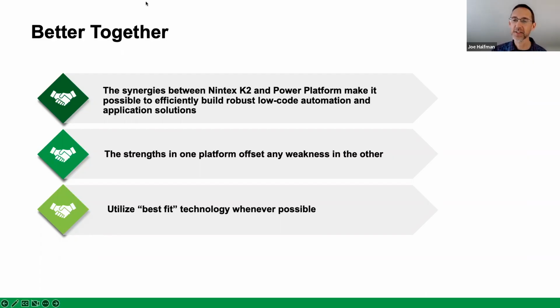As these use cases show, there are synergies between Nintex K2 and the Power Platform that make it possible to efficiently build robust low-code automation and application solutions, and to take advantage of the strengths of one platform to offset the weaknesses of another. And that makes it possible to utilize best fit technology whenever possible. Hopefully these examples will give you insight into how you can design solutions to do the same.